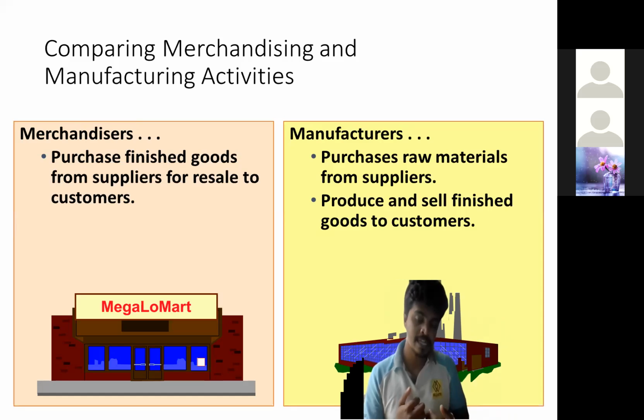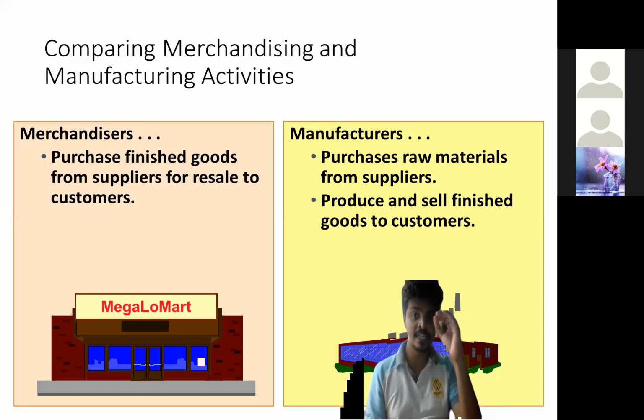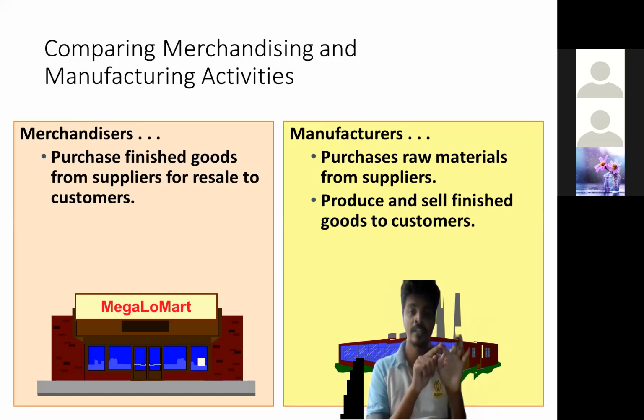And also in case of the statement of financial position, merchandisers are only having the finished good items. When it's manufacturers, they are having finished goods, raw materials, as well as work in progress.